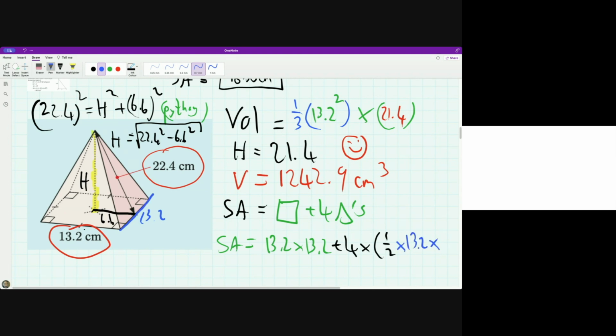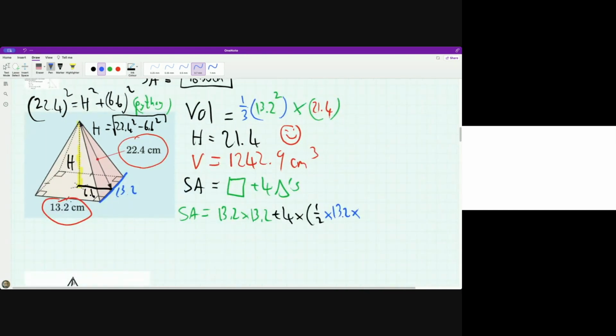Now, what am I going to use as the height of the triangle? Can anyone tell me what I am going to use as the height of the triangle in the surface area formula? 22.4, because that's actually the thing we're interested in. So there, slant height. And now I need a final answer for my surface area. What are you all getting for the surface area of this shape?